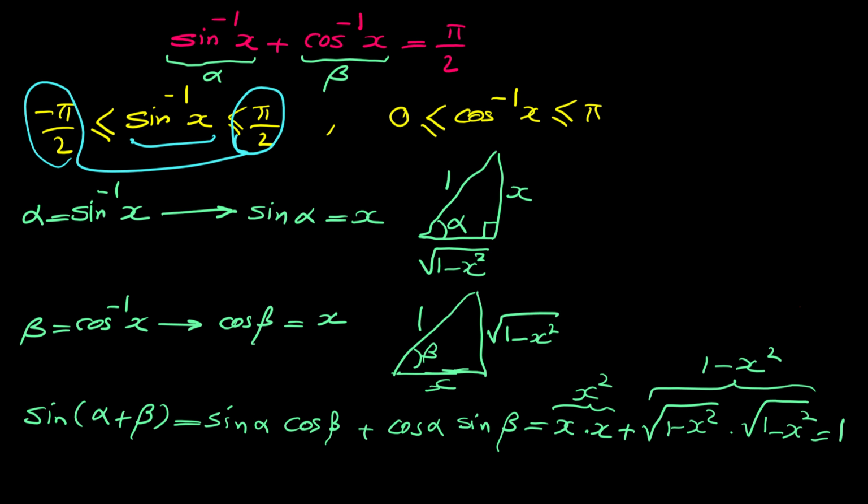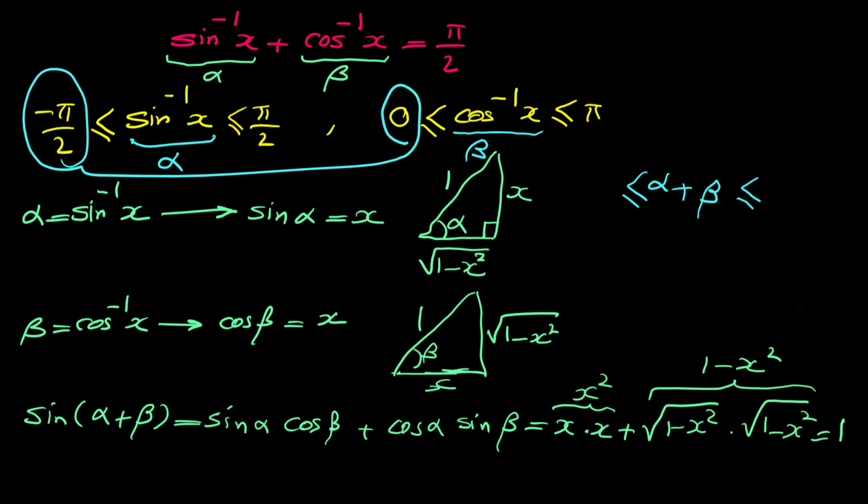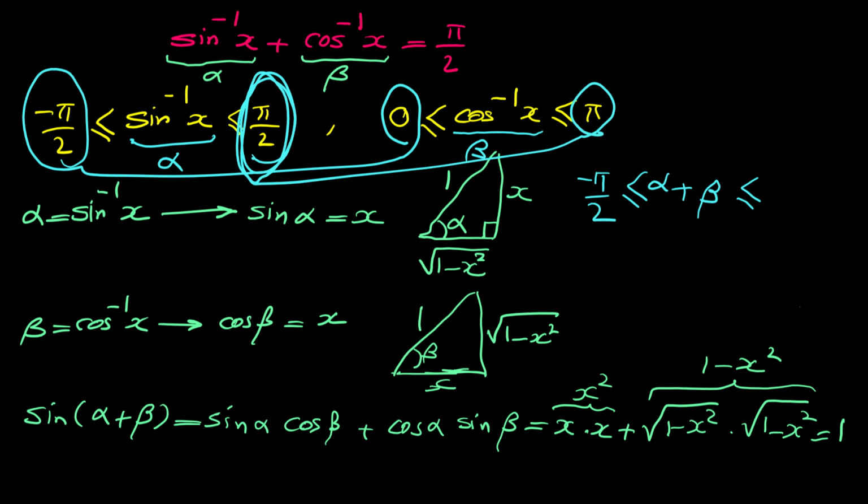So we know that angle alpha is between negative pi over 2 and pi over 2. So this is angle alpha. And we know that the angle beta is between 0 and pi. So if alpha is between negative pi over 2 and pi over 2, and beta is between 0 and pi, then alpha plus beta would be between negative pi over 2 plus 0, which is negative pi over 2. And its maximum would be pi over 2 plus pi. Pi over 2 plus pi is 3 pi over 2.